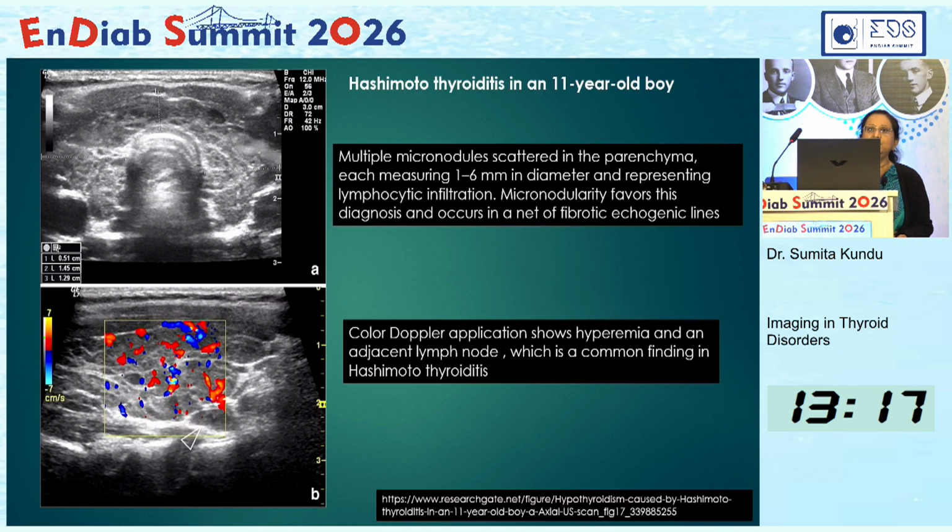This is an ultrasound image of a typical Hashimoto's thyroiditis in an 11-year-old boy. The thyroid gland is enlarged. We do not see the normal well-defined outline, and we see multiple tiny micronodules in the thyroid gland, which are due to lymphocytic infiltration. This picture, along with this hyperemia seen in the Doppler study, is indicative of a Hashimoto's thyroiditis. There is also an enlarged lymph node over here.